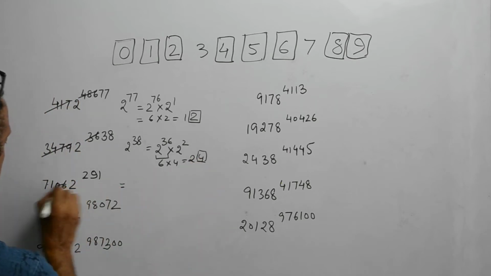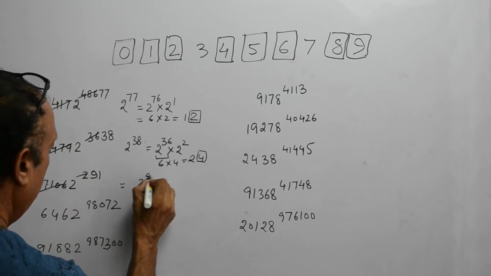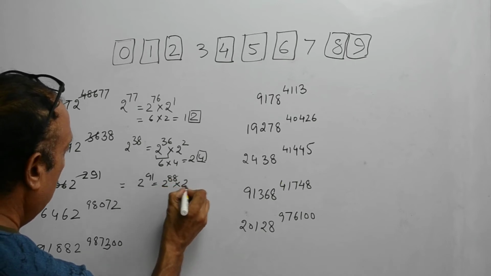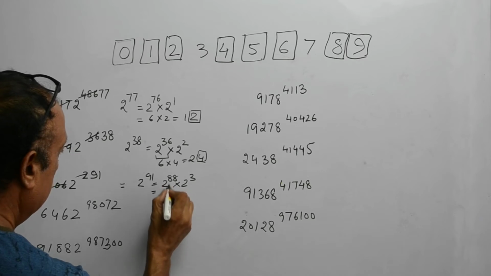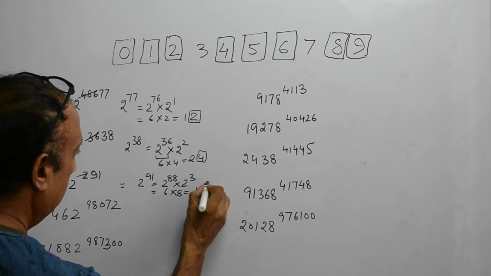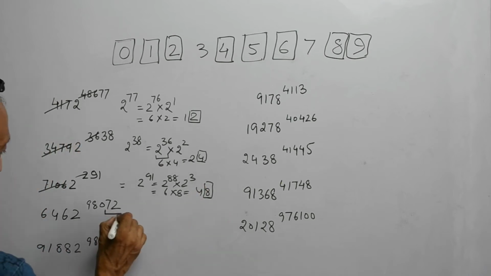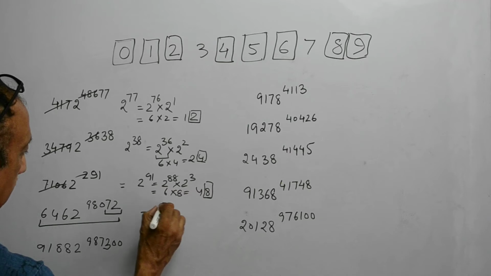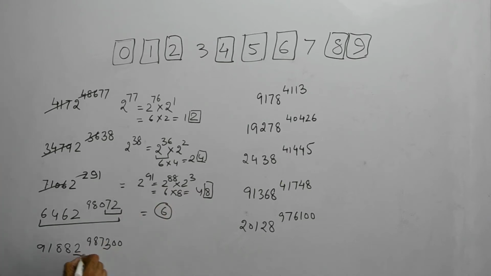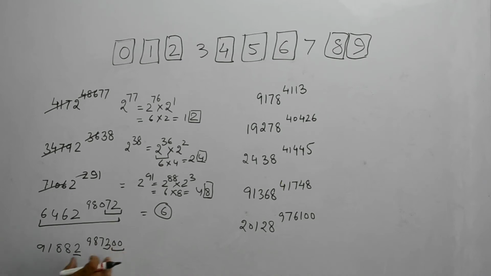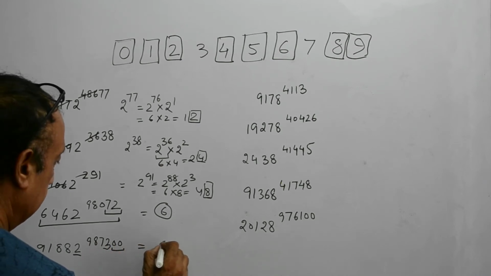In case of 2 raised to power 91, it is equal to 2 raised to power 88 into 2 raised to power 3. So it is 6 into 8, 48. So 8 is the last digit. Here the last two digits are already divisible by 4, so this is going to give us a 6 as the last digit. And here also the last two digits are two zeros. When the last digits of a number are two zeros, the number is divisible by 4. So here again we are going to get 6 as the last digit.